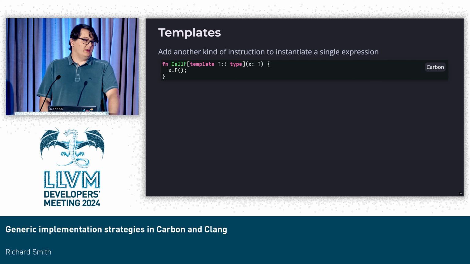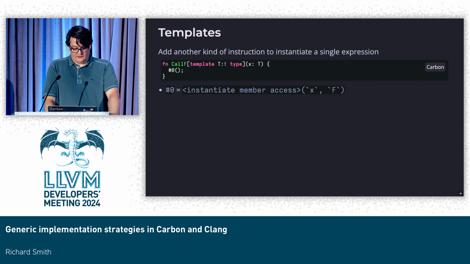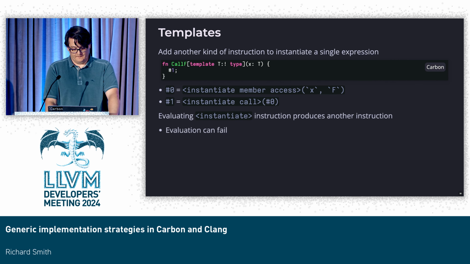So what we do is we add another kind of instruction to our intermediate representation. And what this instruction does is perform a kind of atomic instantiation. So it instantiates a single kind of expression. For this example, we have a call to a function f, looks like a member call, but we don't know what f is. We can't type check the member access, we can't type check the call. So what we're going to do is build an instruction that represents type checking that member access and instantiating it. And we're going to then replace the member access with that instruction, and we're going to do the same thing for the call.